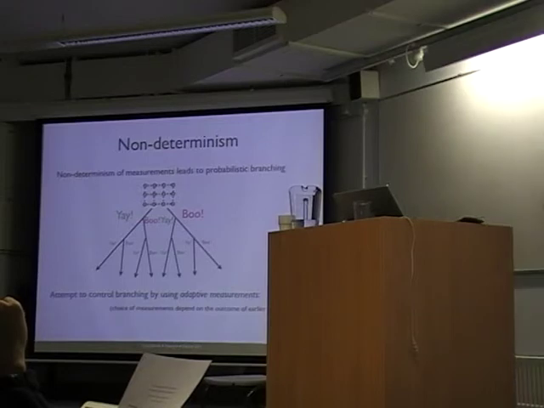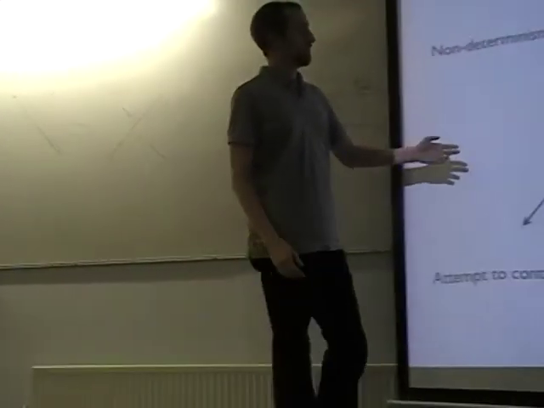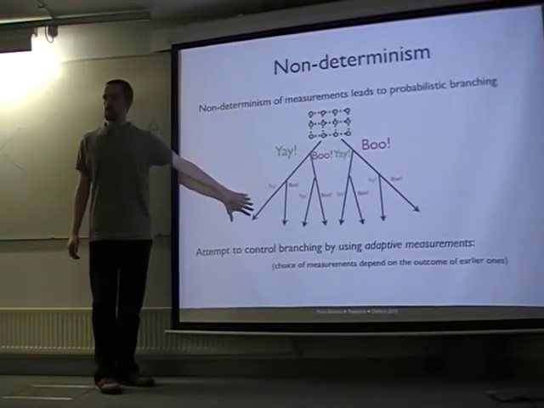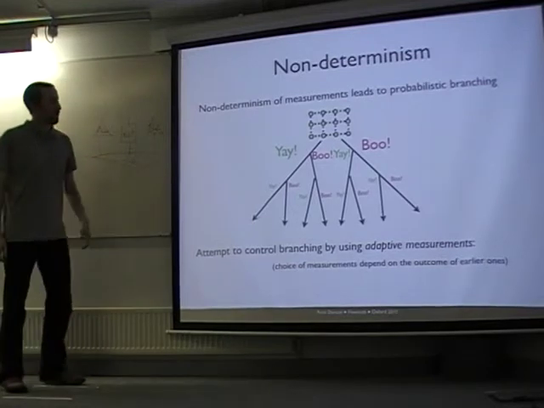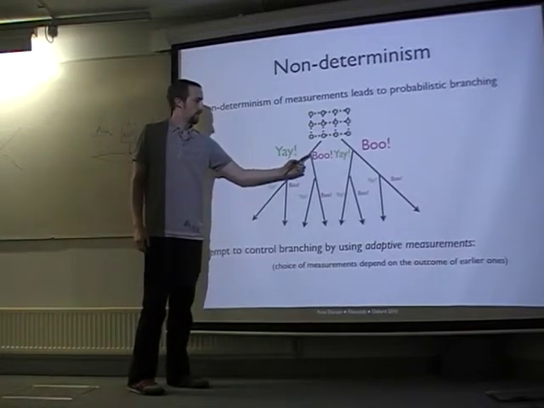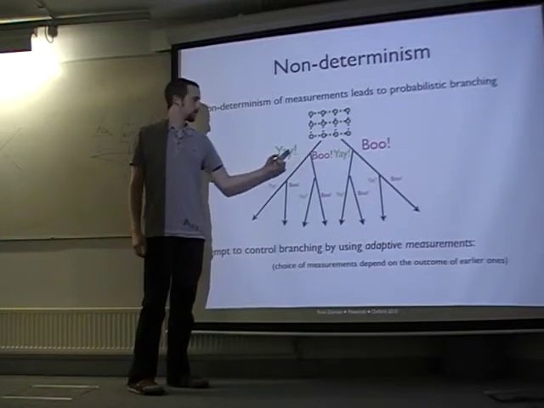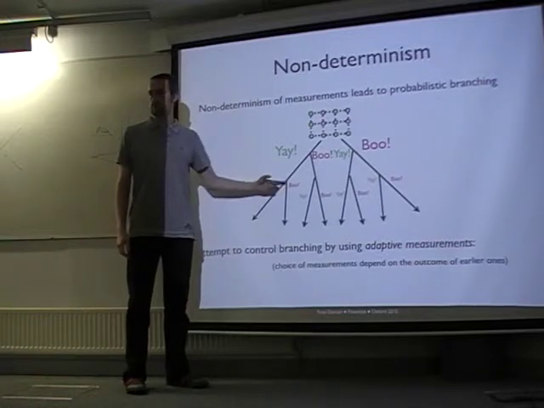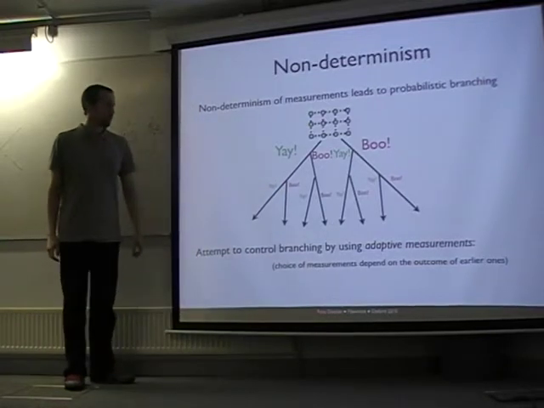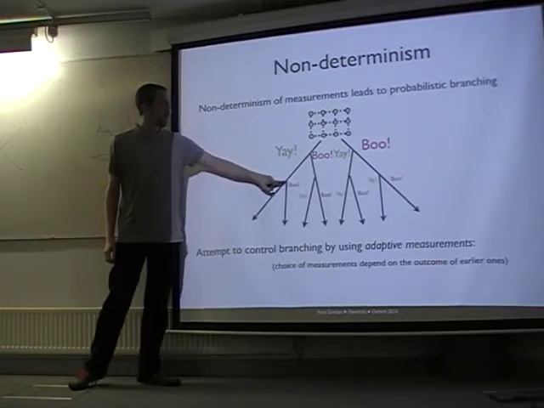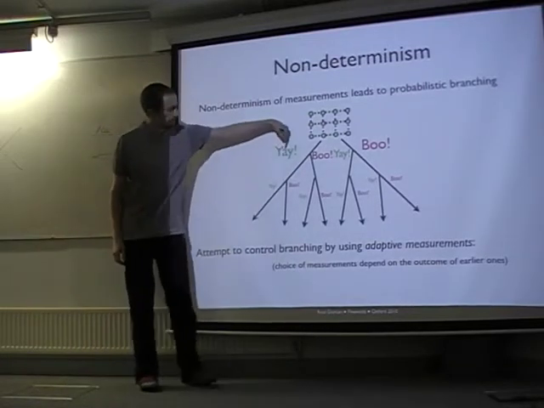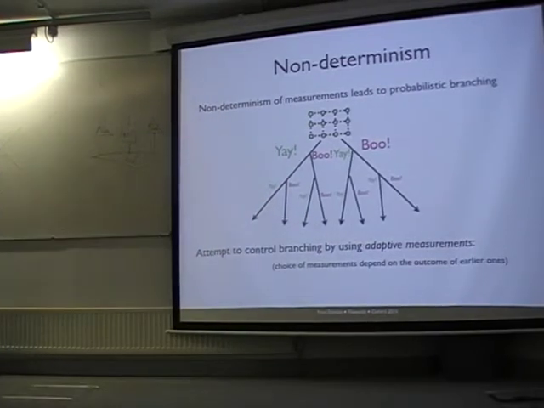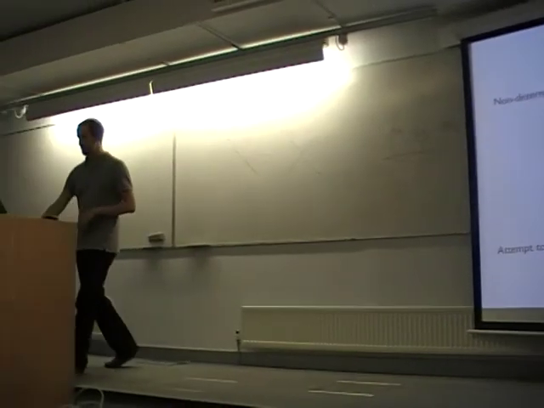So here's the point. Every time we do one of these measurements, there are two possible outcomes, this yay or boo. And so you have this branching tree of possible runs of your program. What you can do, though, is use the information you got by measuring this one. You knew which outcome you saw, so you can use that information to modify what you do with the next measurement. It's called an adaptive measurement. And so what you're hoping to do, by carefully choosing the next measurement, is to bring all the branches of this tree back to the final endpoint, so you have a deterministic computation. Okay?